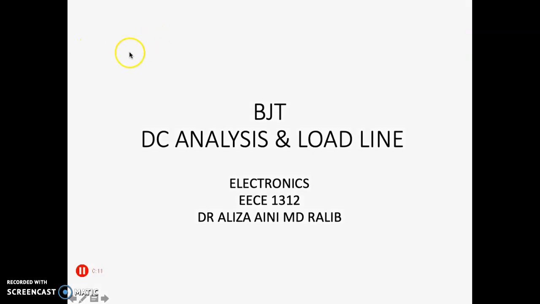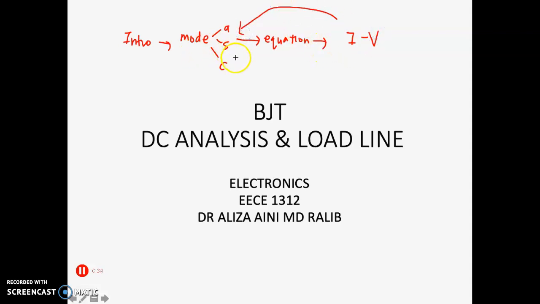So now today let's continue on the second part of your BJT. What you have learned previously is the intro, how the BJT works, and then you learned about the modes of operation. So we have active, saturation and cut off. And then the third part is the equations, all the basic equations of your BJT, and then your IV characteristic of your BJT related to your mode of operation.